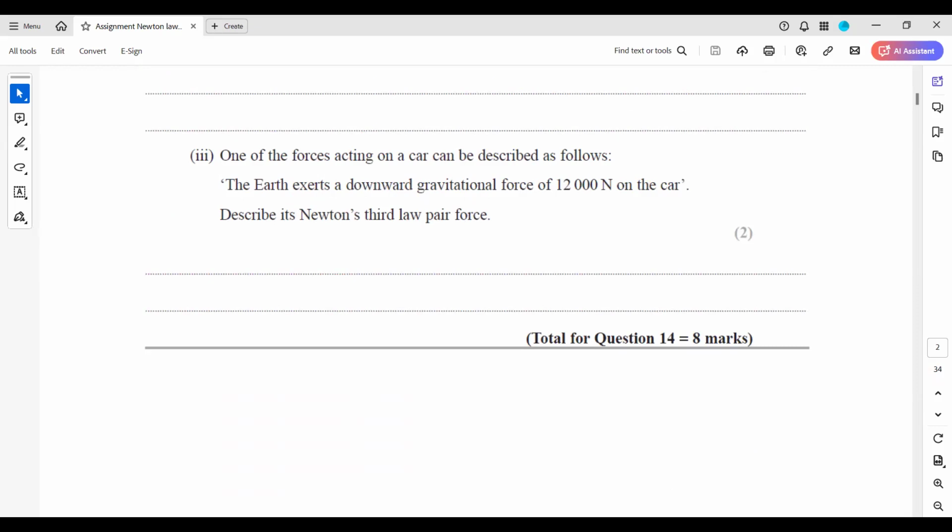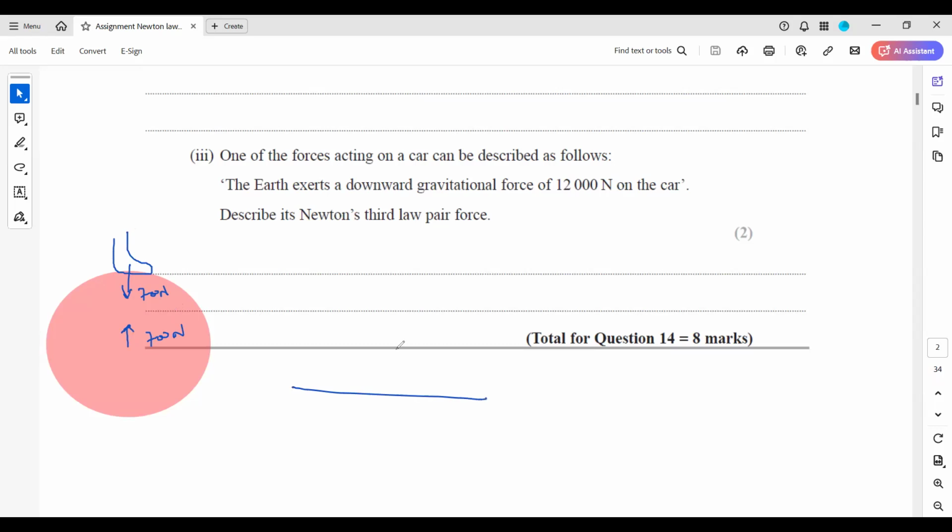Look, one of the students asked a question about the pair force of the weight. The pair force of the weight is not the reaction force. Remember this. What is the pair force of the weight? For example, if our weight is 700 Newton, we will pull the earth by a force of 700 Newton. That's the pair force of the weight.